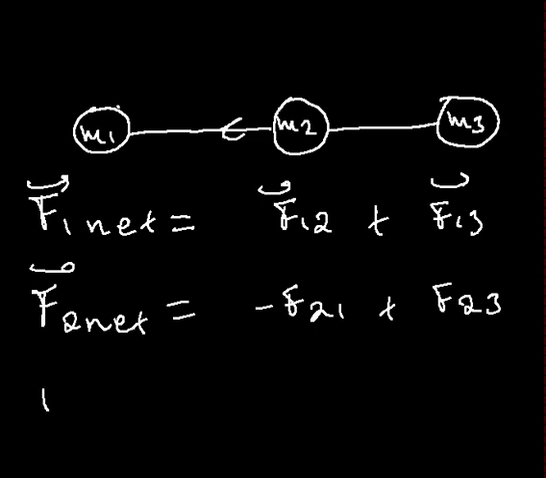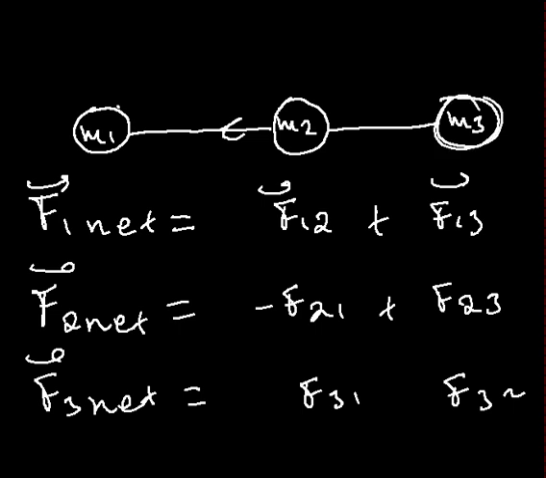And how about F3 net? How should you write the expression? In this case, we'll have F31 as well as F32. But how should we tell the directions? The direction of the force from mass 3 towards mass 1 will be negative. Likewise, this one will also be negative as well. You just have to get it that way.